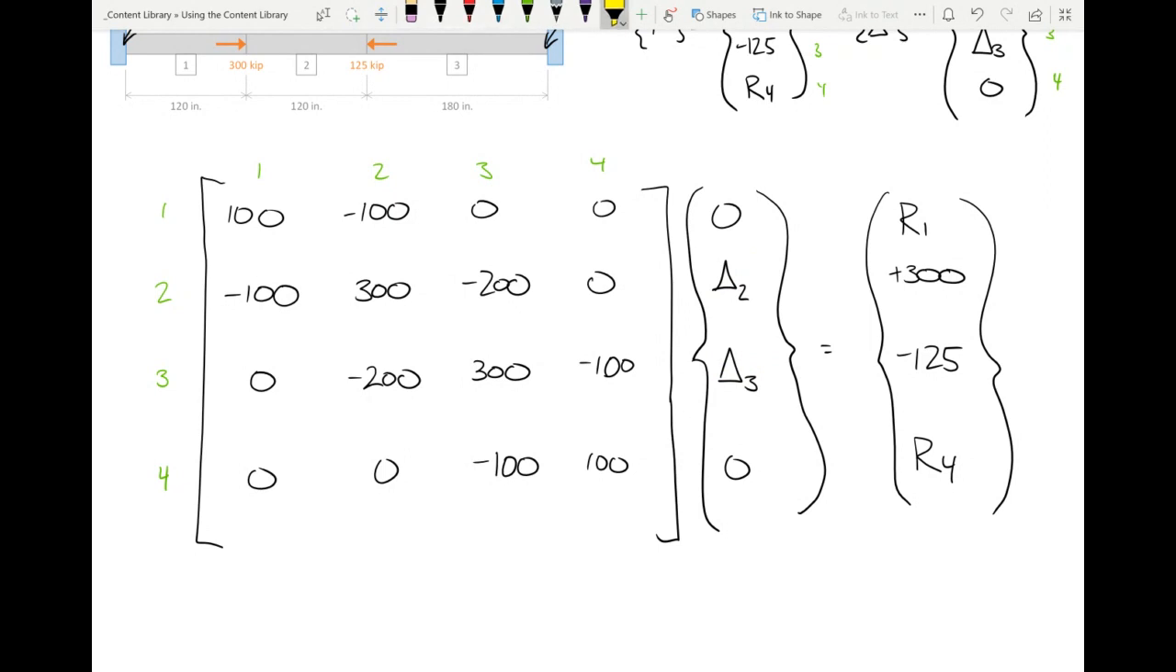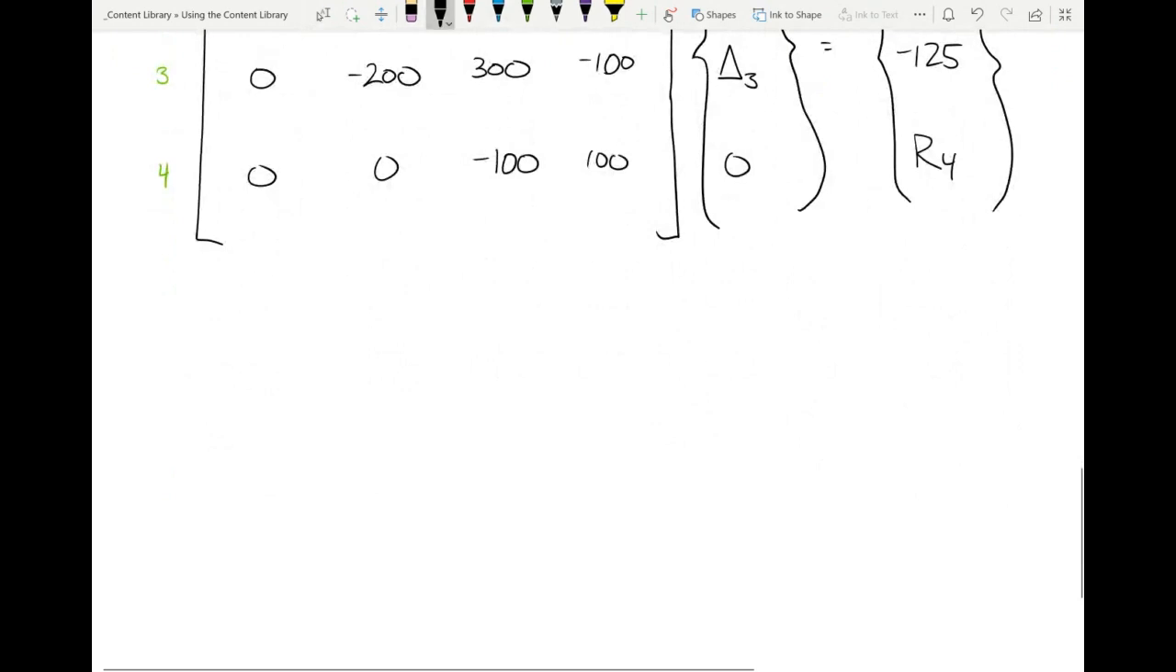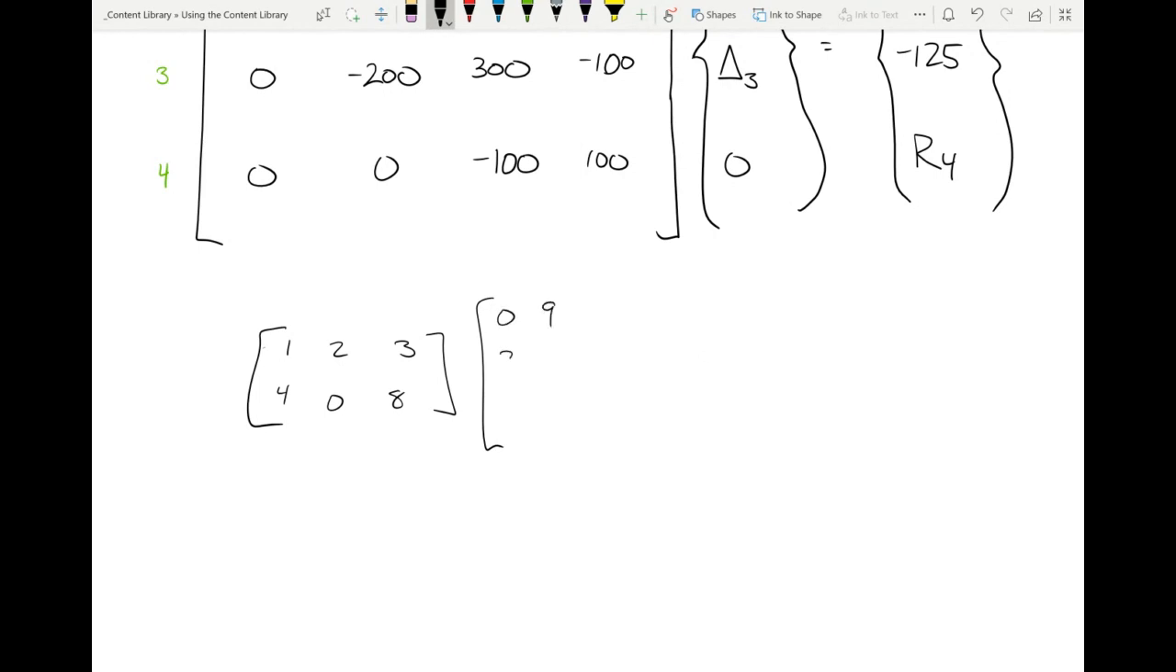Now, first thing I want to do is I want to see if you all remember how to do matrix multiplication in general. Like, do you all remember the pattern? Like, if you have 1, 2, 3, 4, 0, 8, and you're multiplying it by 0, 9, 3, 6, 1, 2. Do y'all remember how to do matrix multiplication? So, you're going to have an answer here.